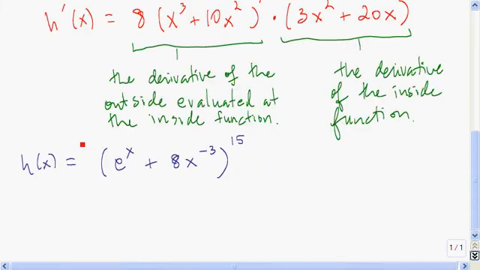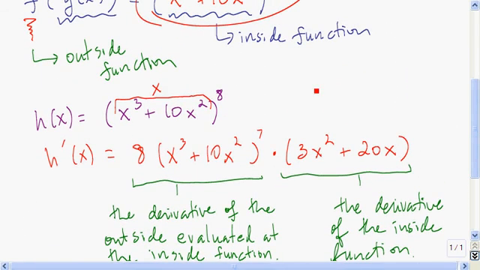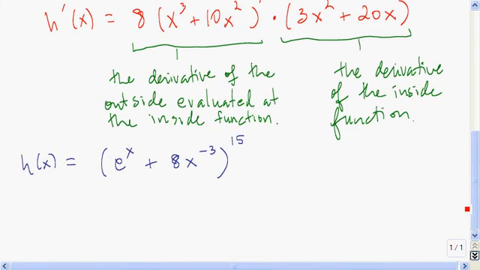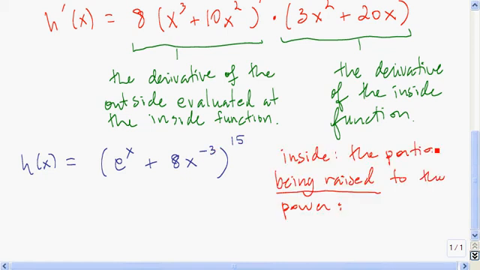Here we have h of x equals e to the x plus 8x to the negative 3, all being raised to the 15th power. The first thing we want to do, as before, is identify the piece that's the inside function. The inside function is the portion that's being raised to the power, so it's e to the x plus 8x to the negative 3.